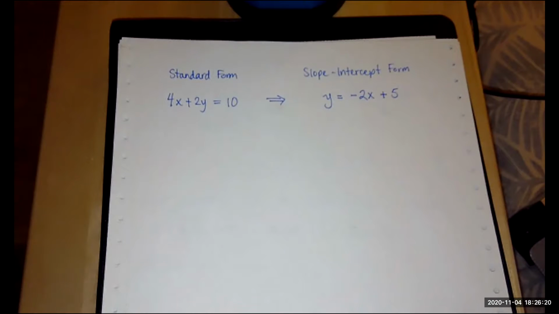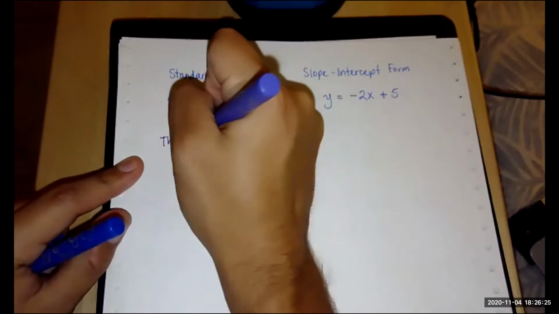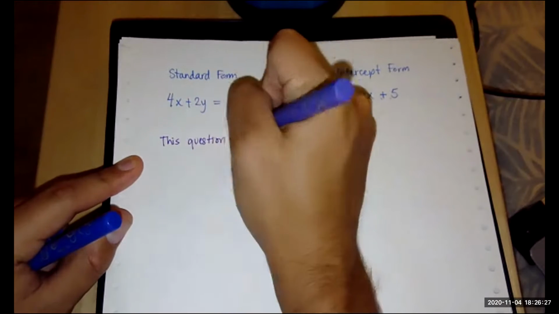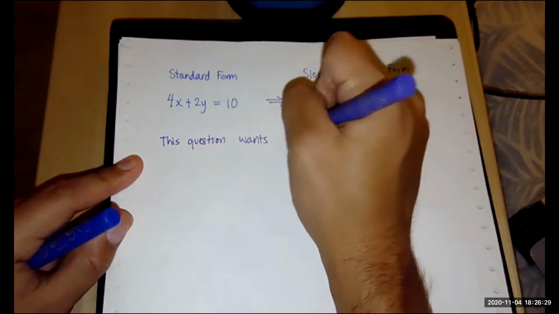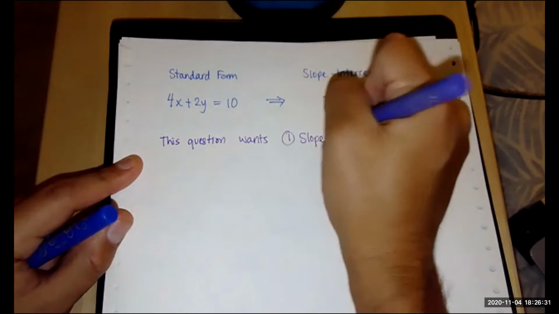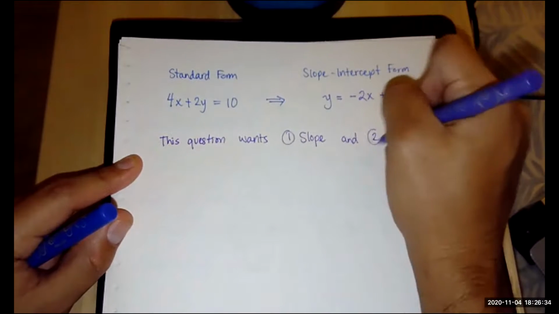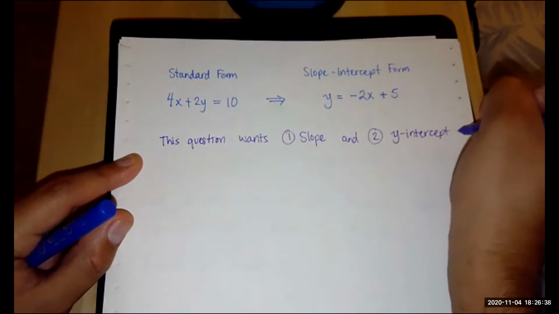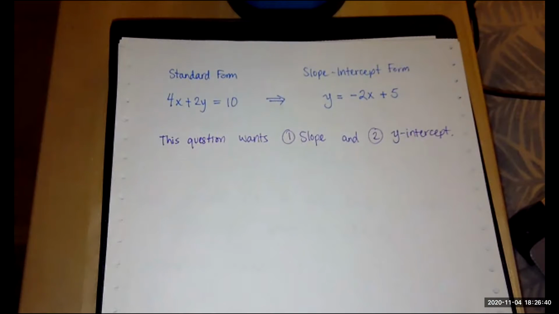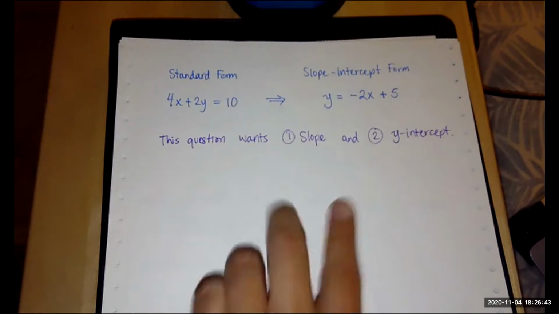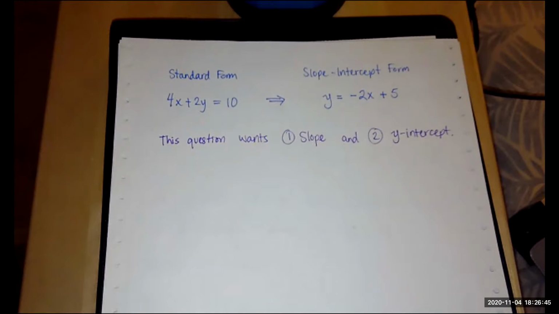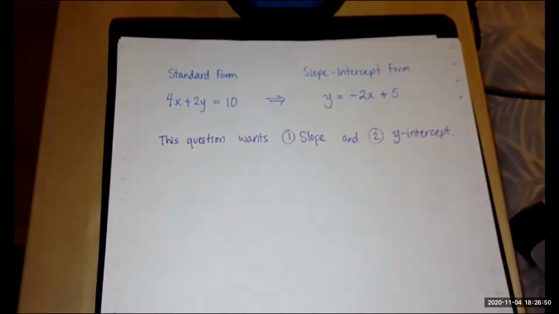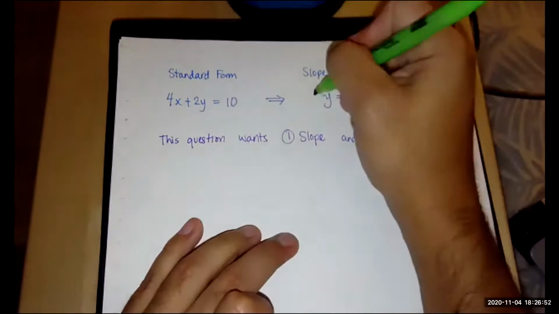And the question is asking for two things in particular. This question wants, 1, the slope, and 2, the y-intercept. So the nice thing about slope-intercept form is that we can find these things without actually graphing the equation. We don't have to make a graph as long as we have this version of the equation.